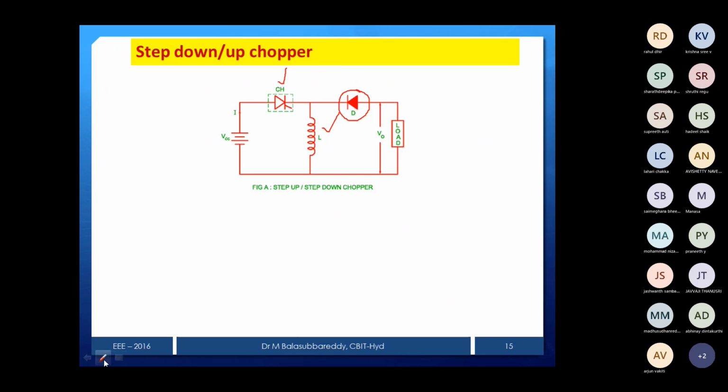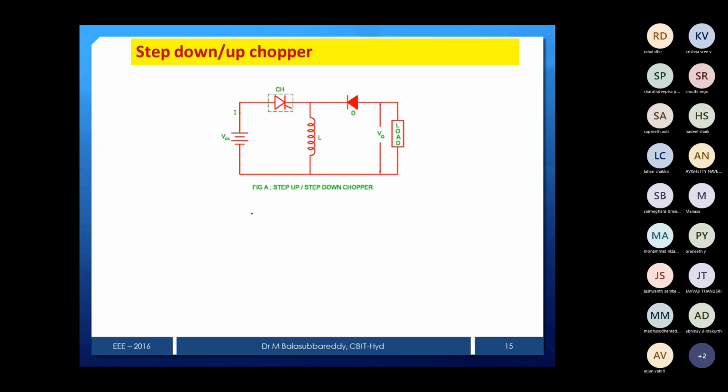Again the operation is the same when the chopper is on and when the chopper is off. If the chopper is on, what will happen? You can see that the inductor is going to store the energy. So this is the current direction. Now this one is plus, this one is minus. Then what about the diode? The diode will be reverse biased. That's why it won't turn on. Then output voltage is 0 when the chopper is on, but the inductor is going to store the energy.